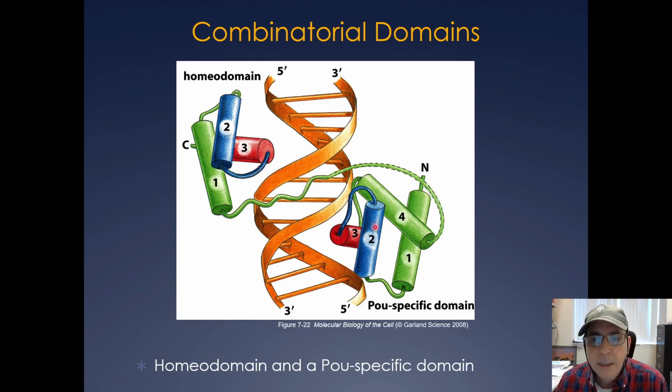Okay, so if you look here, you have a homeodomain and then a POU-specific domain in a different part of the protein, and they're connected by a long loop. And this gives the ability to bind different DNA sequences in a specific manner.